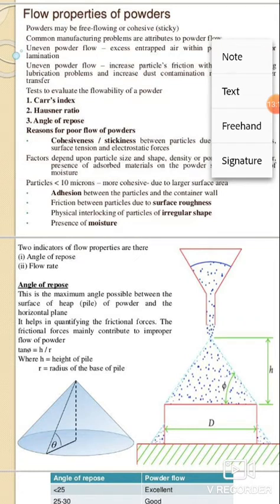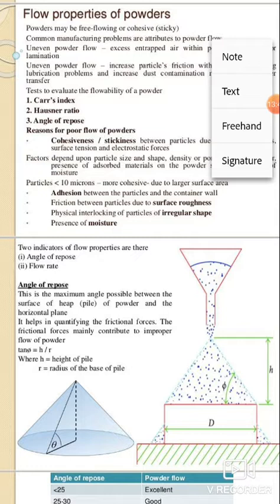Next, we come to the most important parameter of pharmaceutical powders, that is the flow properties of powders. If your powders have poor flow properties, you can get difficulties during compression and filling of powders in any instrument or device in this process. It is the flow properties of powders.